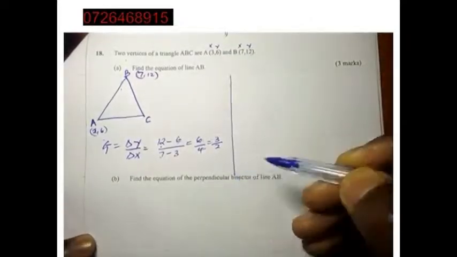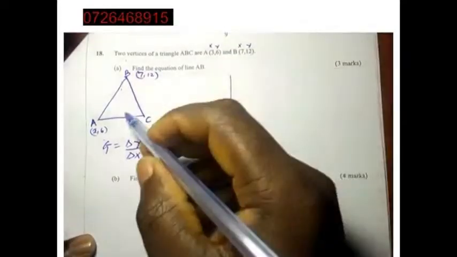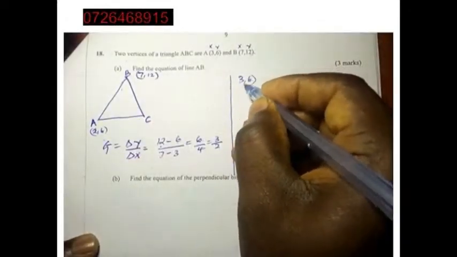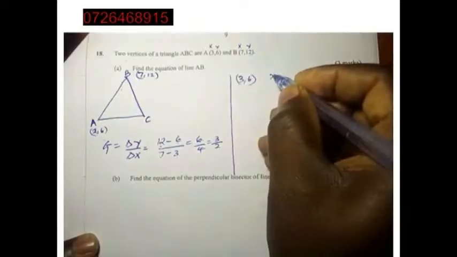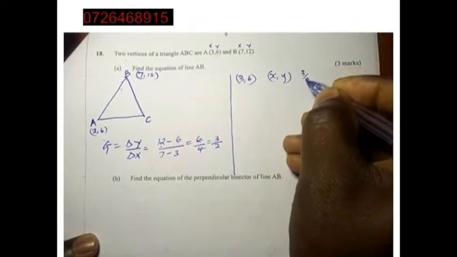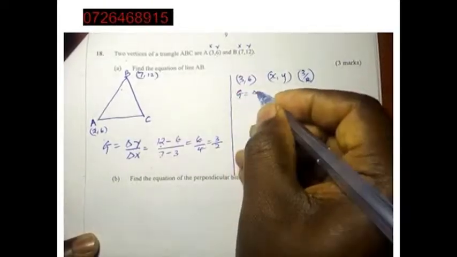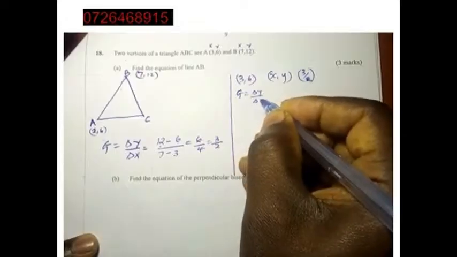Once we have the gradient, we now take one of the points. We can take any point. Let us take (3, 6) and the general point which is (x, y), and our gradient is 3 over 2. Now we can get, we know gradient is equal to change in y over change in x.